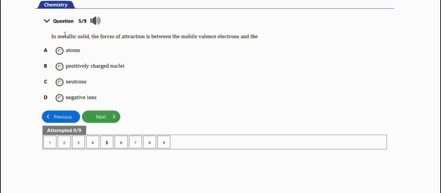The next question says in metallic solids the force of attraction is between the mobile valence electrons and the positively charged nuclei. I think I've already answered this question before. So the next question will be this one.